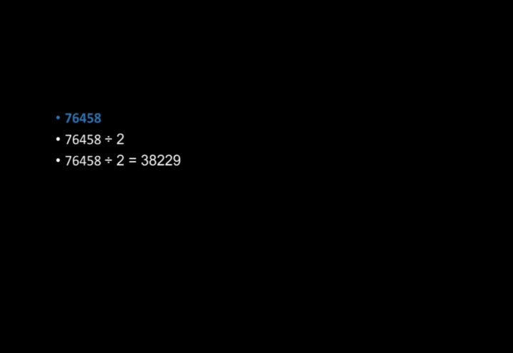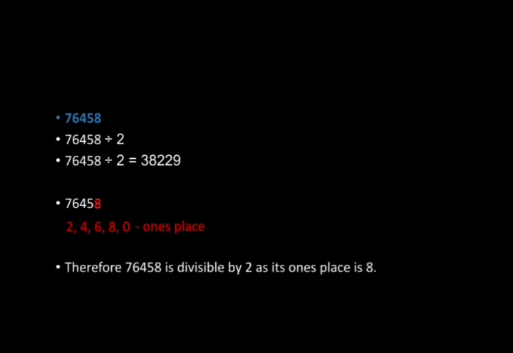Now, how can I use the divisibility rule? The divisibility rule of 2 is, in the given number, we check the ones place. In this number, the ones place is 8. 8 is divisible by 2, correct? Yes. If we have 0, 2, 4, 6, 8 in the ones place, then the given number is divisible by 2. Since here I have 8 in the ones place, this 76,458 is divisible by 2.